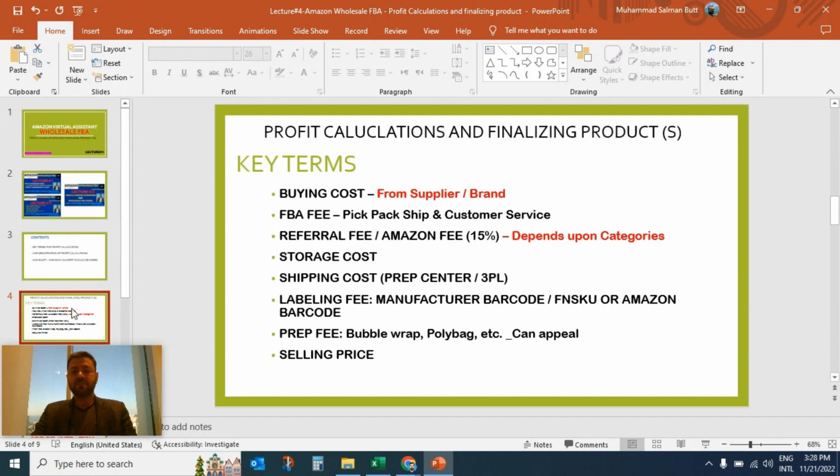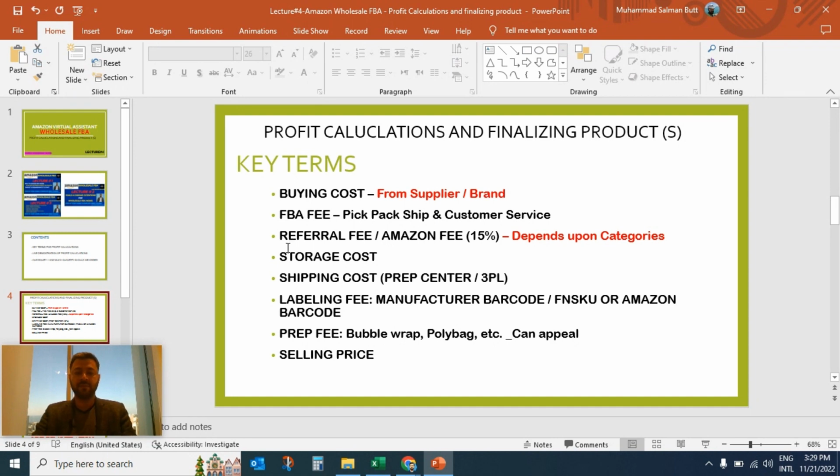Before starting the profit calculation, we have some terms to understand. The first of them is buying cost. This is the cost which we will be paying to the supplier for purchasing the products. The second one is FBA fee. This is the price that we will be paying to Amazon for pick, pack, ship, and customer service.